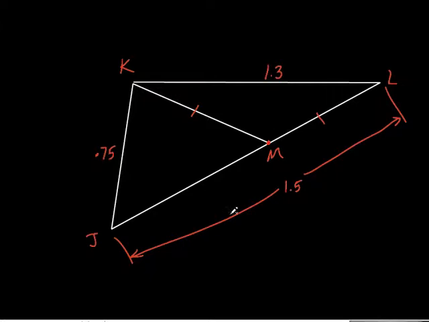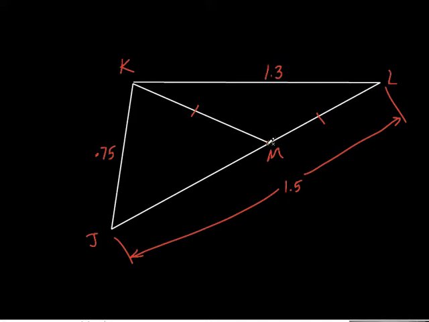Let's find JKM. So here's J, here's K, here's M. So we're talking about this triangle here on the left. It says classify it according to its sides. So equilateral, isosceles, or scalene. So let's take a look. Well, this is 0.75, and this thing has one tick mark on it, right? Any idea what this would be?